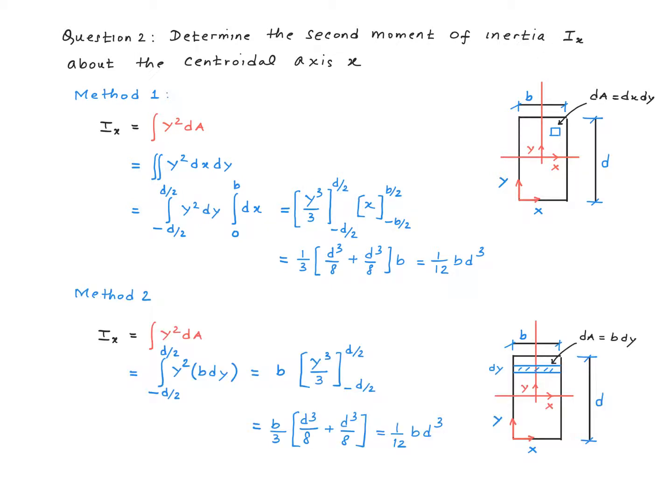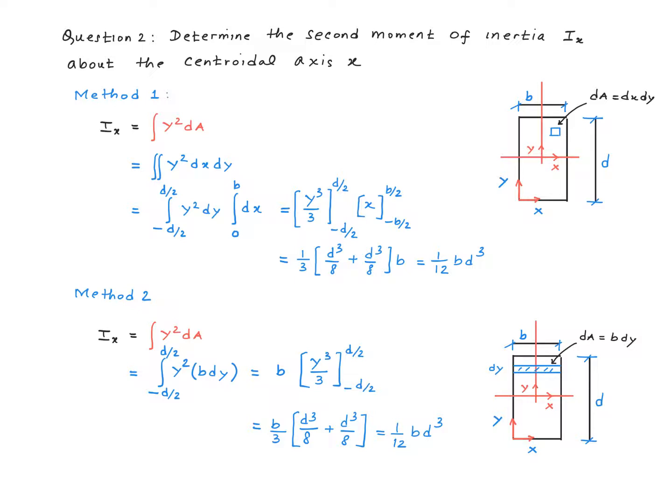In the second method, instead of taking a little rectangular differential area like we did in method 1, I'm taking a strip that is parallel to the x-axis. The width of the strip is dy, and therefore dA would be simply b multiplied by dy. Now using that expression for dA in this equation for Ix, we find that the integration is now a single integration and not a double integration like we had in method 1. In other words, we simply have dy in this integration, not dx times dy.